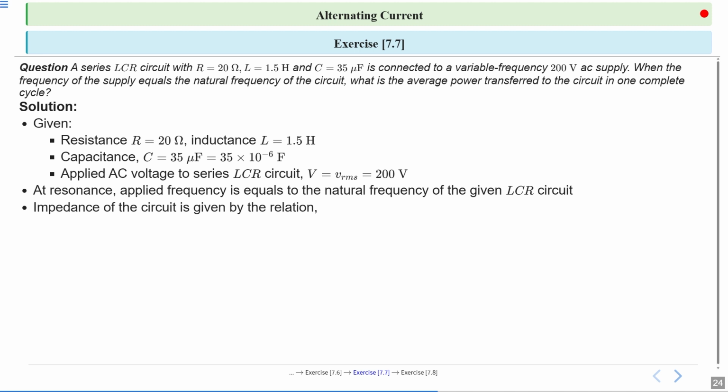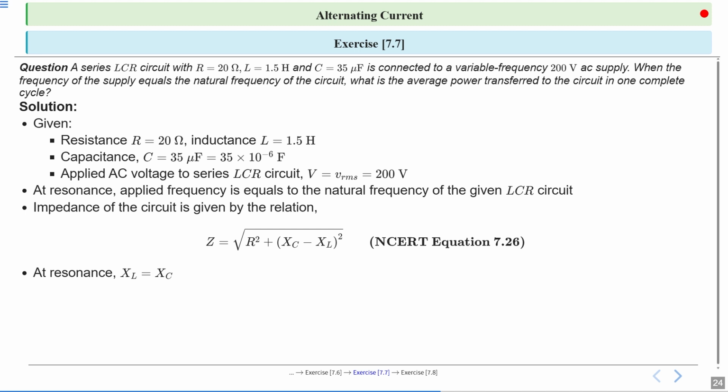So what is the impedance relation? The expression for impedance in the circuit is given by the relation Z equal to root of R square plus (XC minus XL) square, according to NCERT equation 7.26. At resonance, XL is equal to XC. We know that at resonance impedance becomes minimum.